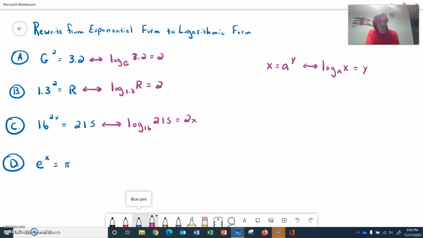The last one, D, is e to the x equals pi. We got kind of two options here. First of all, if we take our strict definition up there, we could write it as log base e of pi equals x. But another way of writing log base e is natural log. So we could write it as natural log of pi equals x. And in all these cases, we were just rewriting to have the logarithmic form versus the exponential.